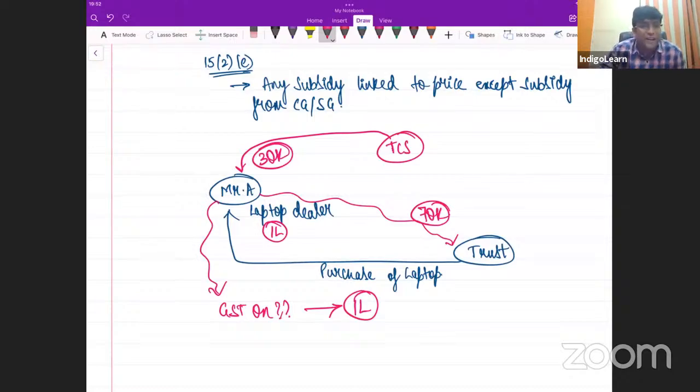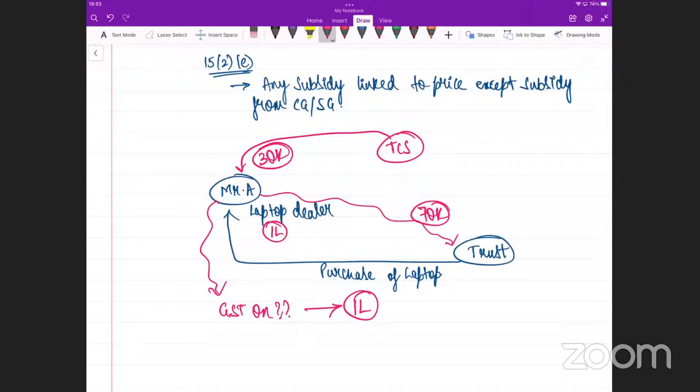So one student is asking one doubt, sir, generally government only gives subsidy. So what is the importance of 15(2)(e)? Generally government gives. What if other than government gives? That is 15(2)(e). Practically possible. Some charitable trust or some NGOs or some private companies might also give subsidy. So what is 15(2)(e), guys? Any subsidy linked to price except subsidy from central government or state government. That's it. Inclusions to transaction value is over.